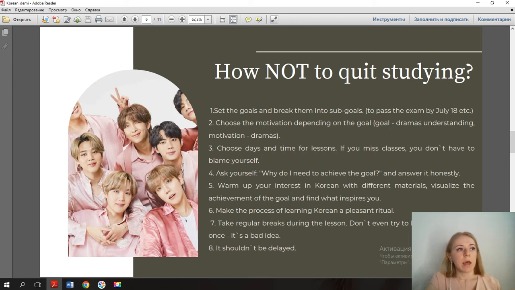If I choose, for example, the time and the day for lessons, I know that it's my Korean time, and that's all. Other people wouldn't interrupt you. They might, but if you tell them that it's time for your Korean lessons, they will also know not to interrupt you, and you will have your own time for studying.